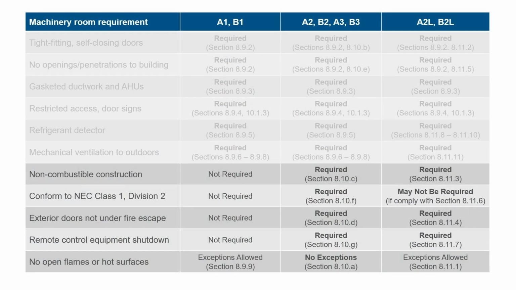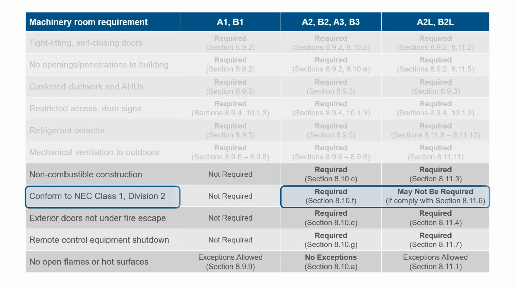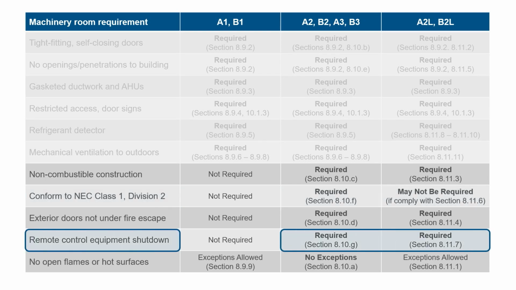Okay, let's go back to our table. If a flammable refrigerant is being used, there are additional safety requirements which don't apply to a Class 1 refrigerant. For example, the walls, floor, and ceiling of the room must be tight, non-combustible construction, and at least 1 hour fire resistive if they adjoin occupied spaces. In some cases, the room may even need to conform with special requirements of the National Electrical Code. Also, the machinery room must include remote control outside its entrance for shutting down all refrigeration equipment in case of an emergency.